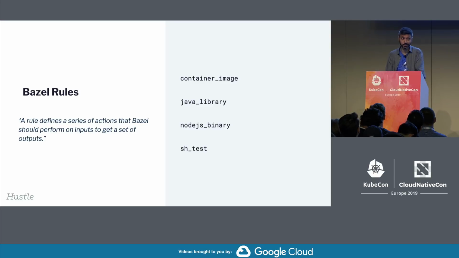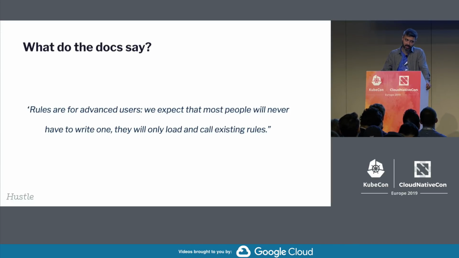I argued, hey, you know what? Bazel is pretty much infinitely extensible. The behavior of each Bazel rule is defined in code. The Bazel core just ties everything together and runs everything that needs to run. So if there are any issues, we can just get our hands dirty, write some rules, bridge the gaps. Won't be a big deal. Well, as the Bazel docs themselves say, quote, "Rules are for advanced users. We expect that most people will never have to write one. They will only load and call existing rules." And honestly, yeah, rules turned out to definitely be for advanced users.